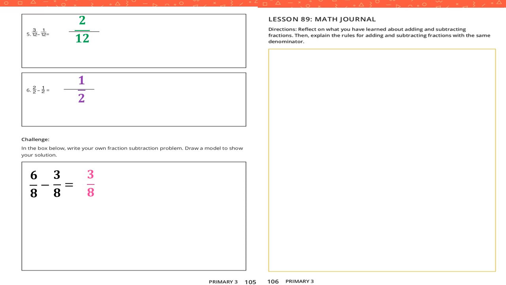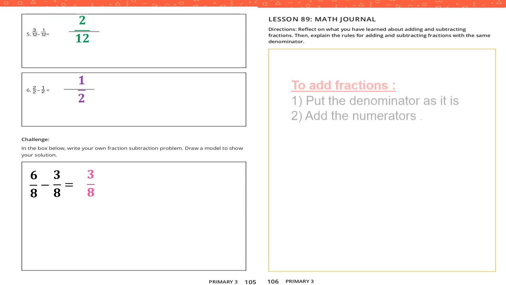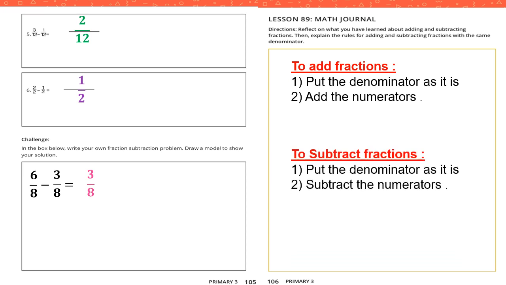The math journal: reflect on your work, what you have learned about adding and subtracting fractions. To add fractions, we have 2 steps. Number 1, put the denominator as it is. Number 2, add the numerators together. Also, when we subtract 2 fractions, number 1, put the denominator as it is. Number 2, subtract the numerators together.